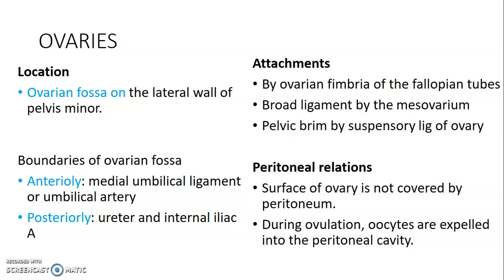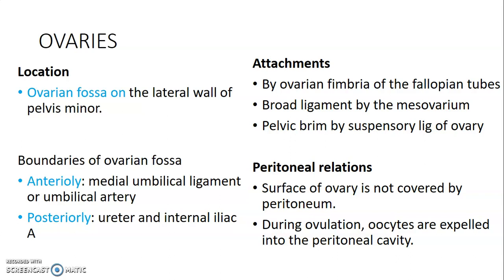The attachments of the ovary: we have the ovarian fimbria of the fallopian tube that attaches onto the ovary, as well as the broad ligament via the mesovarium. The ovary is also attached onto the pelvic rim by the suspensory ligament of the ovary. So there is the fimbria of the fallopian tube, the mesovarium to the broad ligament, and the suspensory ligament of the ovary to the pelvic rim.